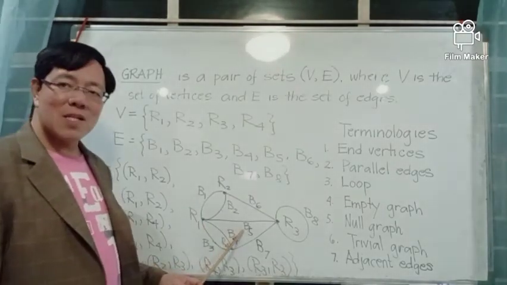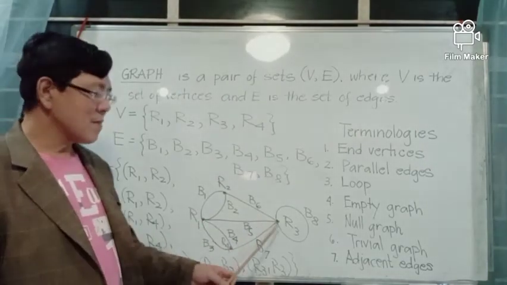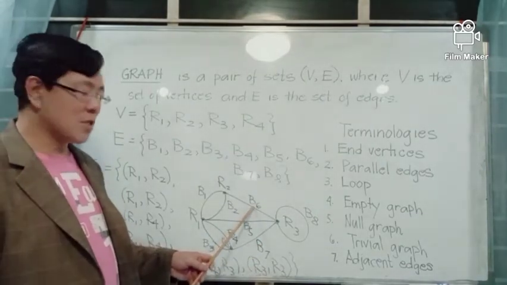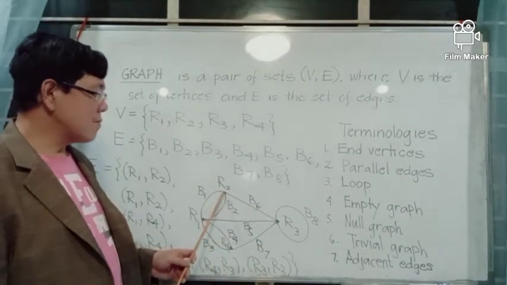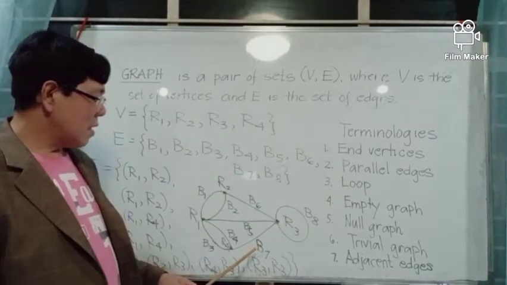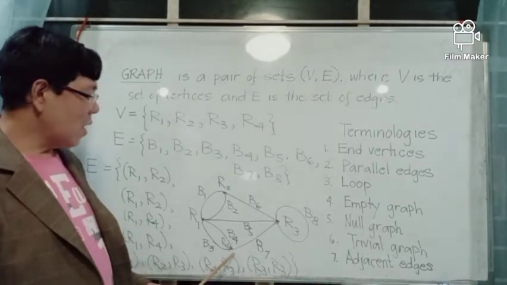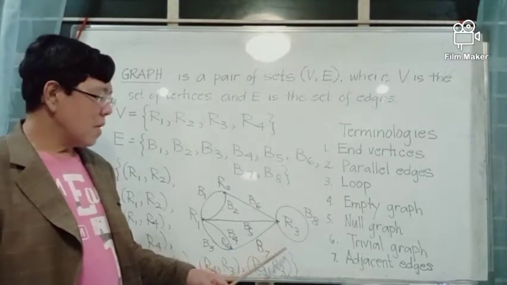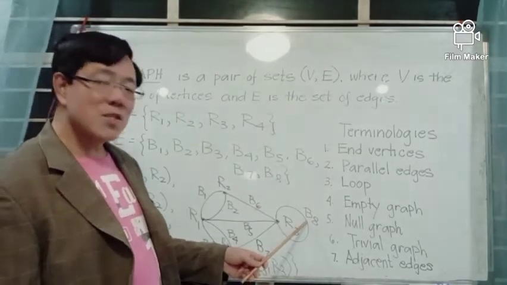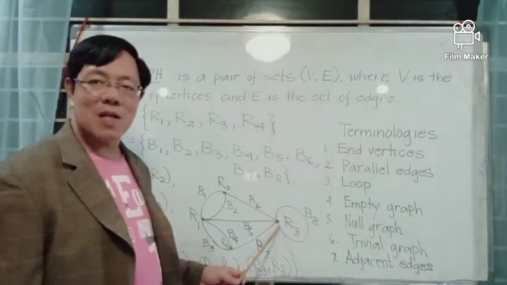For the fifth edge B5, the end vertices are R1 and R3. For the sixth edge, the end vertices are R2 and R3. And for the seventh edge, the end vertices are R4 and R3. And for the last edge B8, the end vertices are vertex R3 and itself, R3.